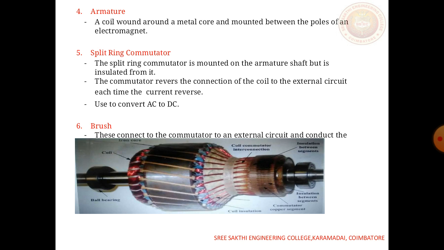Next, split ring commutator. I have told you already, this split ring commutator is the main part where we convert the AC current into DC current. The help of the split ring is that it reverses whenever you have input from the AC as positive and negative pulses. So, whenever the direction of the current changes, this commutator will make changes in the external circuit every time the current reverses. So, whatever the current changes, your output will be constant. Your output will be a positive pulse. So, this is how you are converting AC into DC.